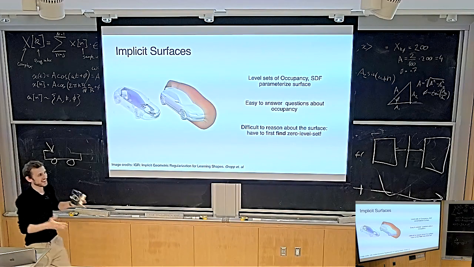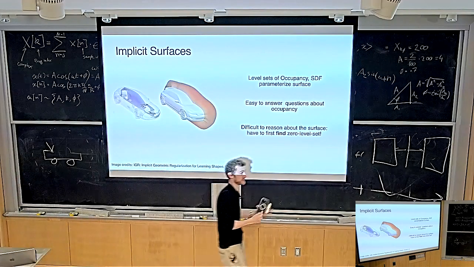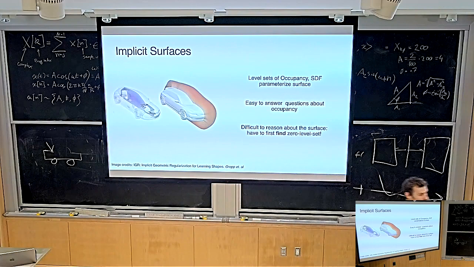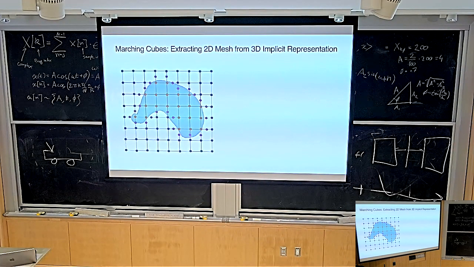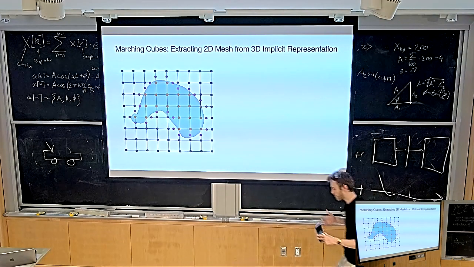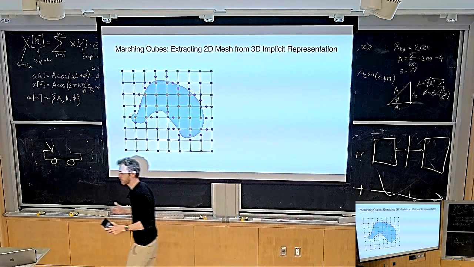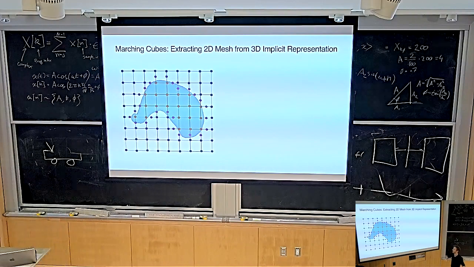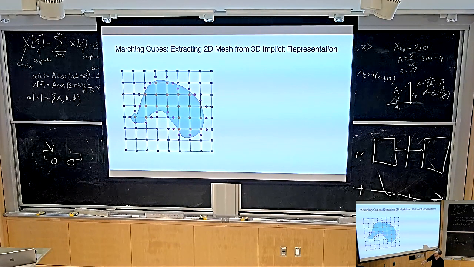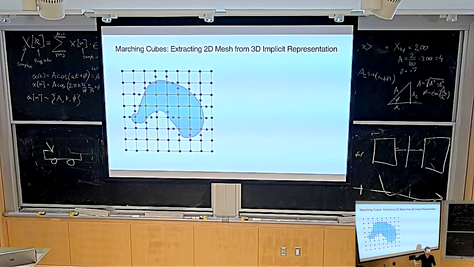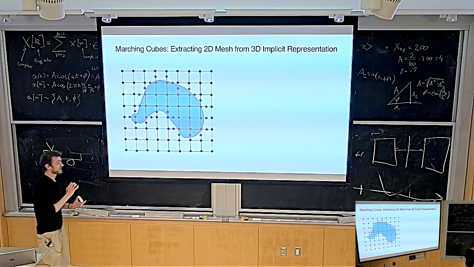Okay. So basically, if I give you a sign distance function or an occupancy function, it gets really hard to reason about the surface, versus if I give you a mesh, then it's much easier to reason about the surface. And because computer graphics largely deals with meshes, there is a number of algorithms for extracting the mesh. If I give you a sign distance function, or an occupancy field, how do you actually get the mesh out of it? One of these algorithms is called marching cubes. And it's a really brilliant algorithm.